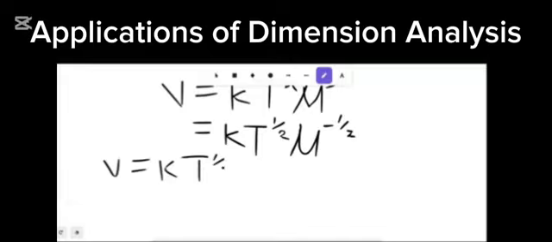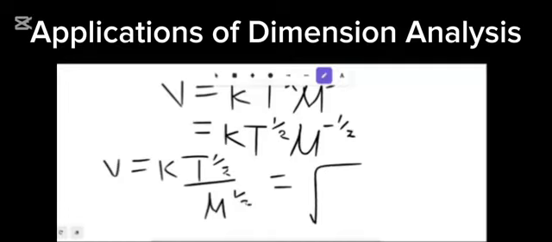Sorry, it is mu, not n. So I'm going to write it down here so that you write your final conclusion that v equals a constant times the square root of F divided by mu. This is the speed of the wave passing through a stretched string.